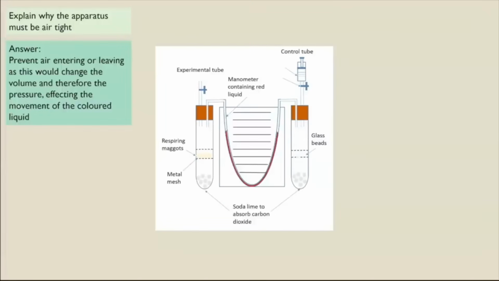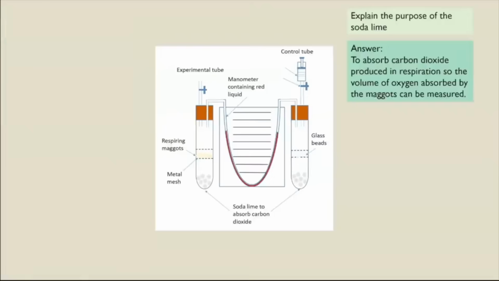So number 1, why does it have to be airtight? Well, the whole reason the liquid moves is because of pressure changes. And if any gases could enter or exit, then it would mean that the pressure changes are no longer due to the respiring maggots, it's due to another factor. So it's going to affect the movement of the liquid. So that's why we need to make sure it's completely airtight.